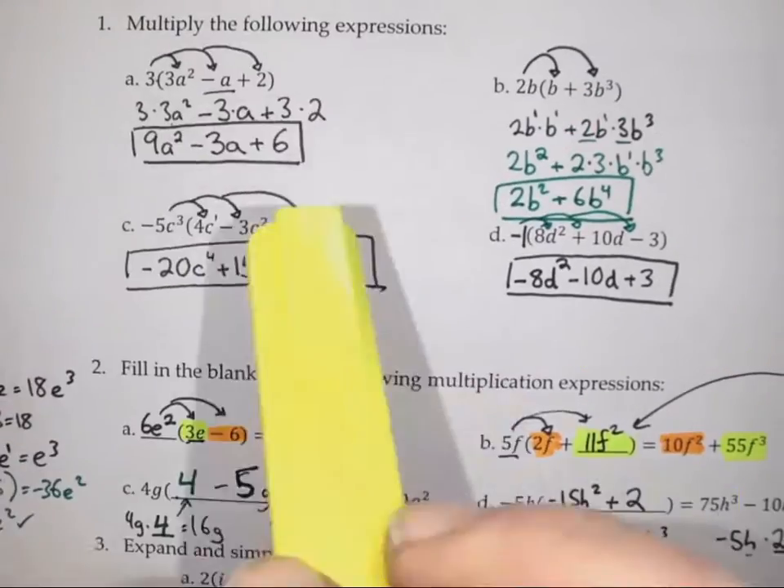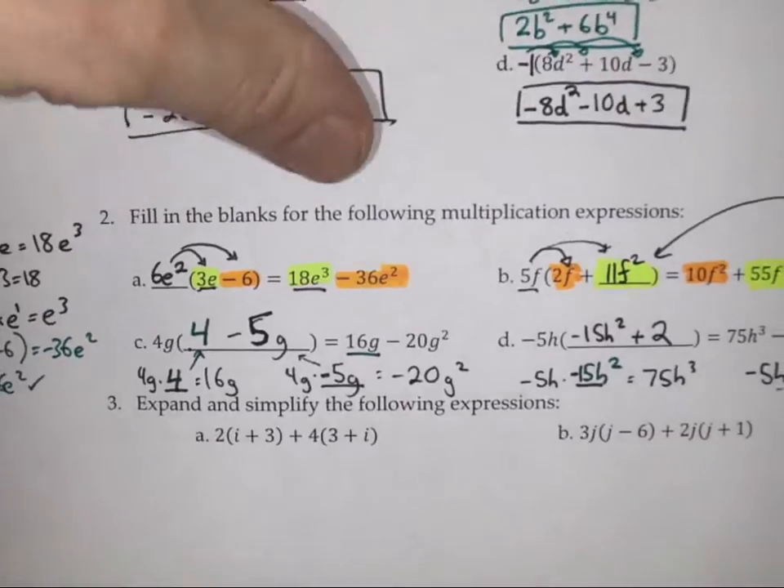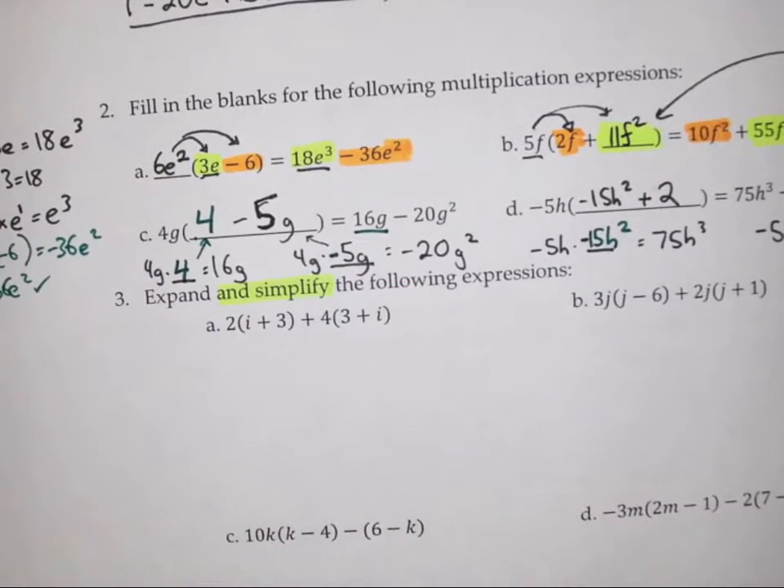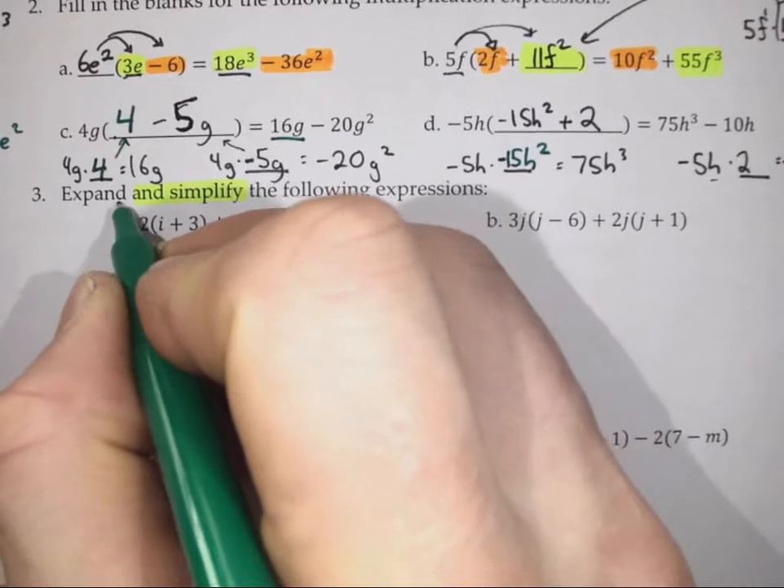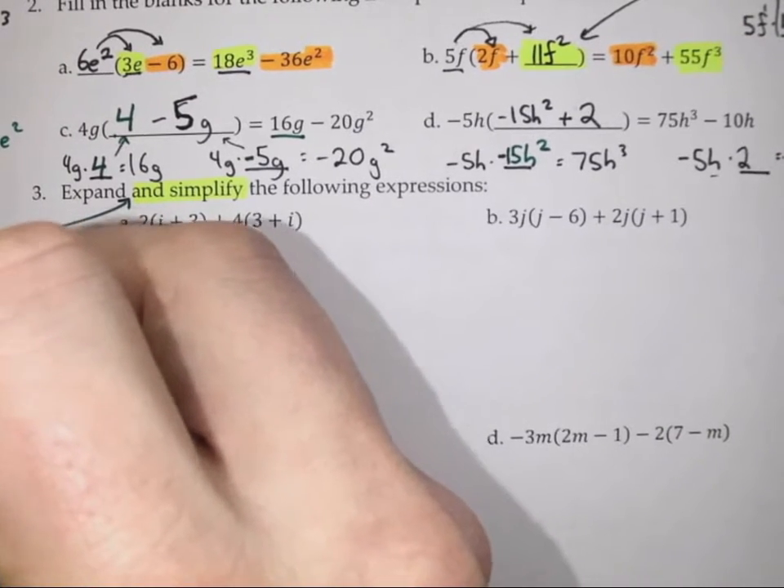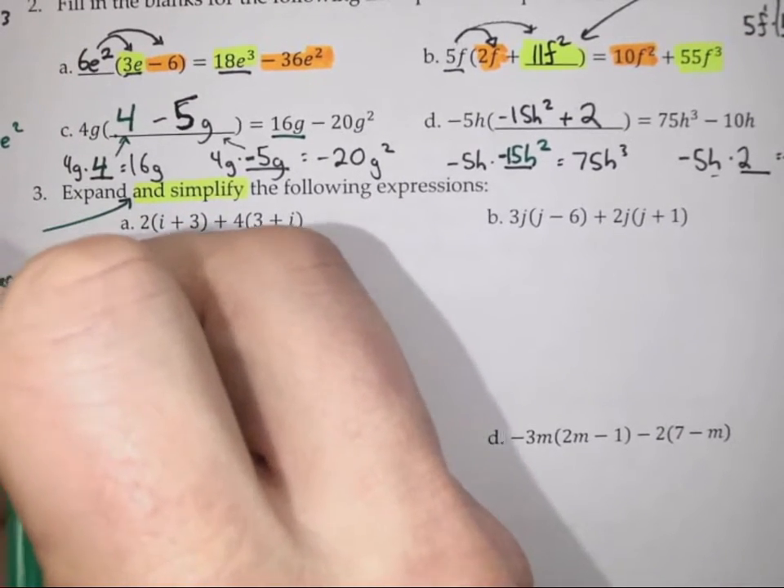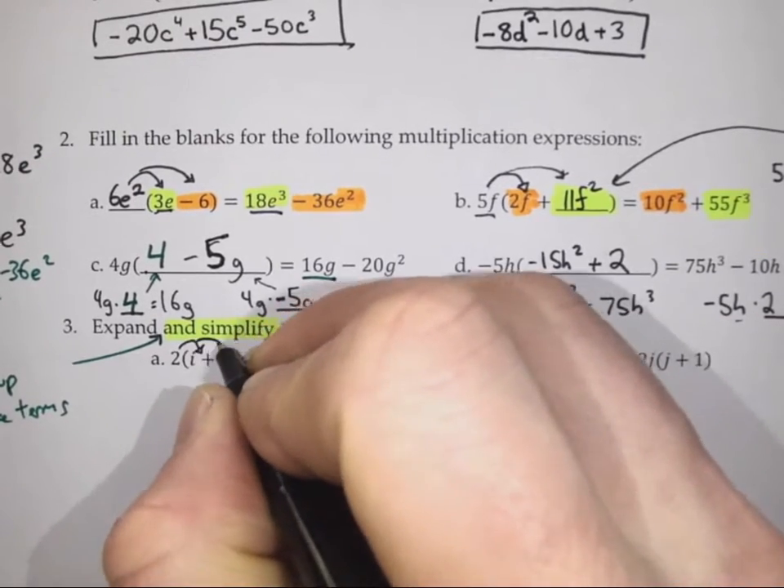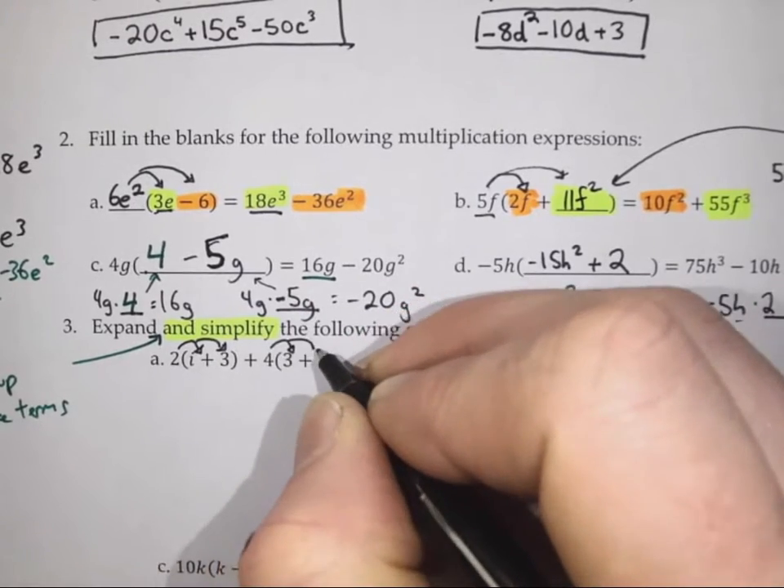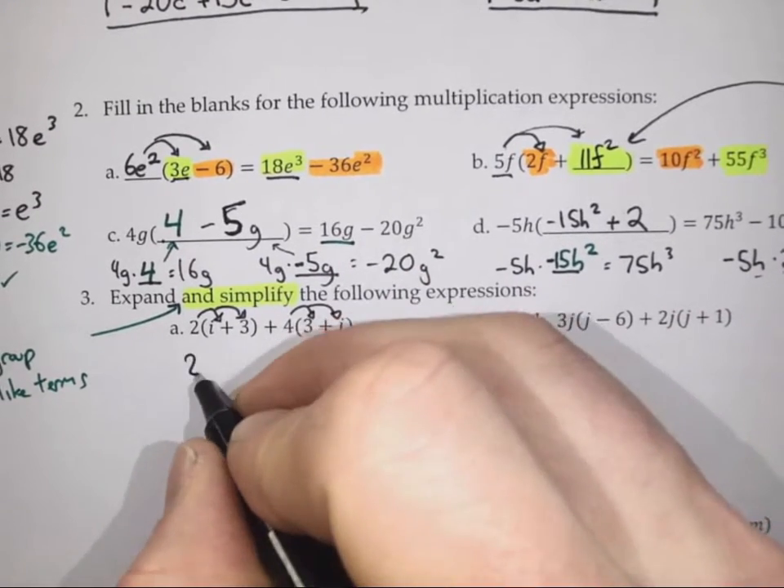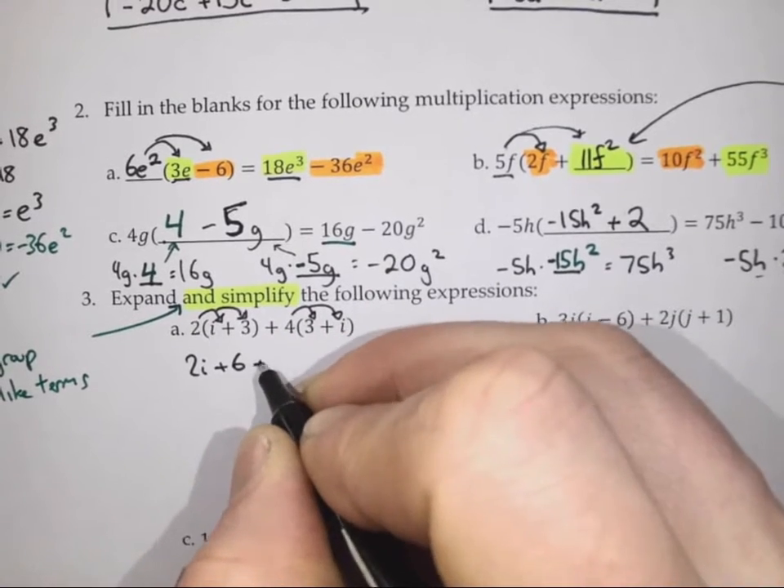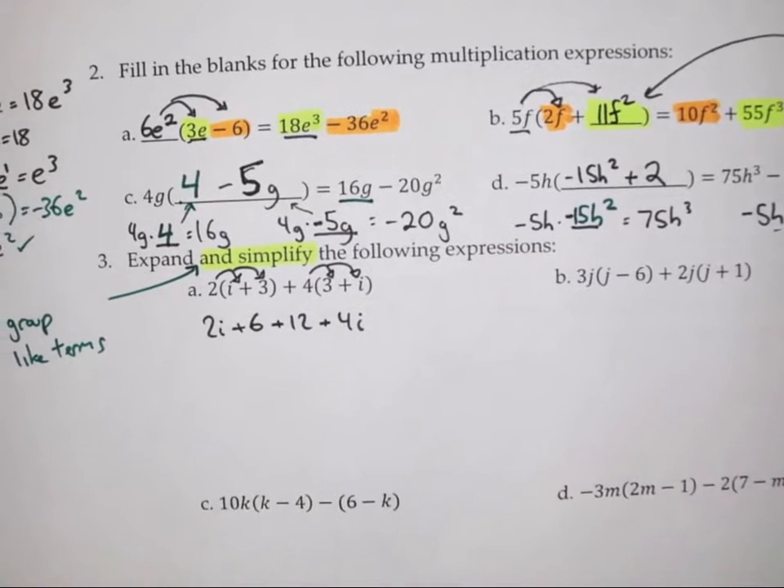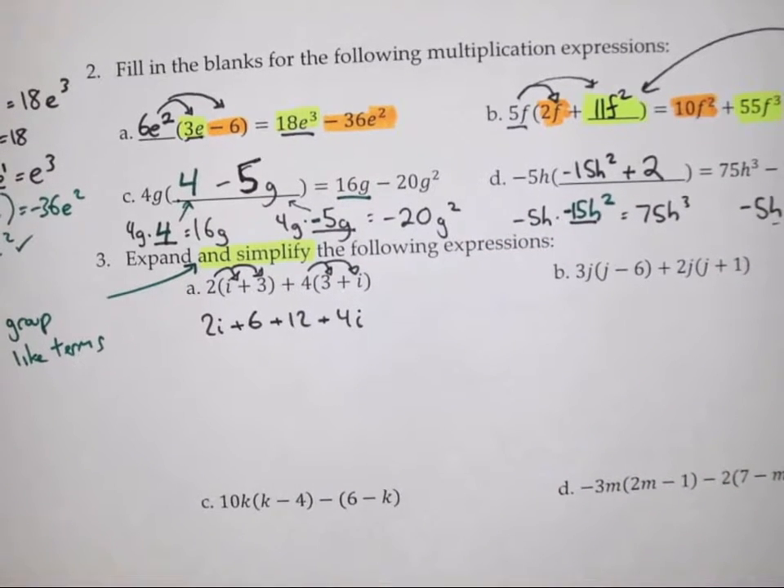So this question is a little different from question 1. It asks us to expand and simplify. And the simplify part means we're going to group like terms when we finish multiplying. So the multiplication step is going to start pretty simple. I'm going to kind of rush through the multiplication step and focus a little bit more on the simplification step. 2 times i is 2i, 2 times 3 is 6, 4 times 3 is 12, and 4 times i is 4i. Okay. Well, I can see some like terms here.